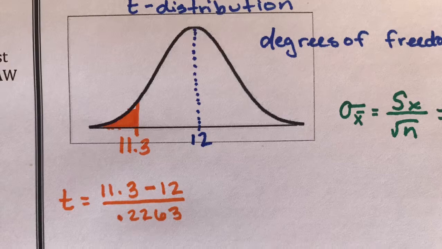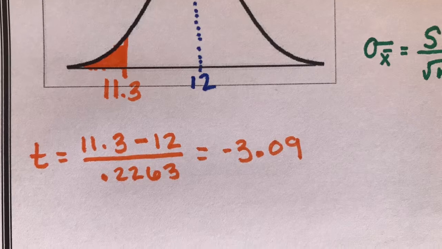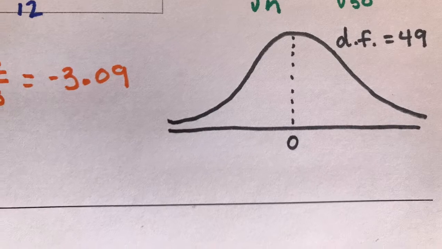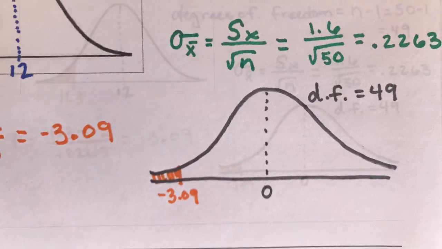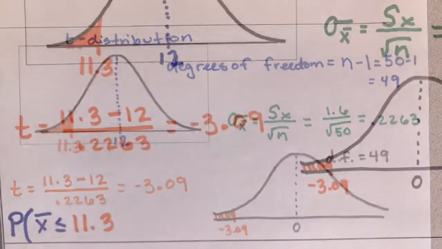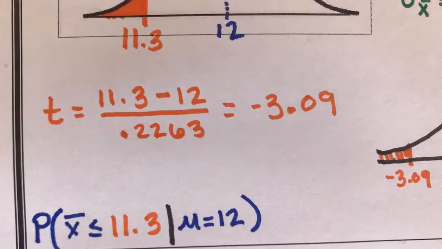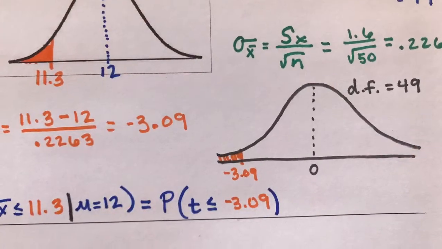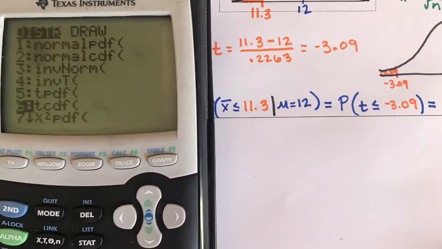Calculate your test statistic. Statistic minus the parameter, 11.3 minus 12, divided by your standard error gave me a test statistic of negative 3.09. I'm going to sketch that on my curve. Centered around 0, I have a test statistic of negative 3.09. Now I need to find out what the p-value is that connects to that test statistic. So what's the probability that I would get a sample of 11.3 or less given my true mean is 12, given the null is true? That's the same as calculating the area under the curve left of a t-value of negative 3.09.